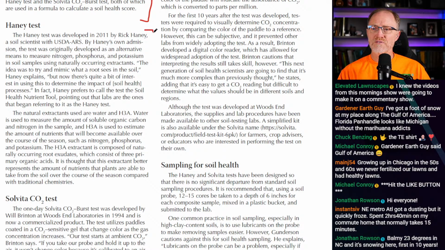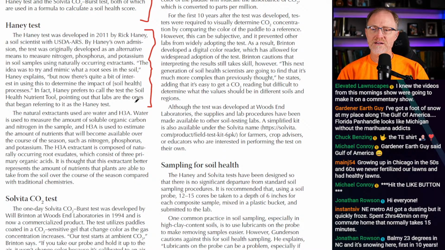The Haney test was developed in 2011 by Rick Haney, a soil scientist at the USDA. By Haney's own admission, the test was originally developed as an alternative means to measure nitrogen, phosphorus, and potassium in soils using naturally occurring extractants. The idea was to try and mimic what a root sees in the soil, Haney explains, but now there's quite a bit of interest in using this to determine the impact on soil health. In fact, Haney prefers to call the test the soil health nutrient tool, pointing out that the labs are the ones that began referring to it as the Haney test.